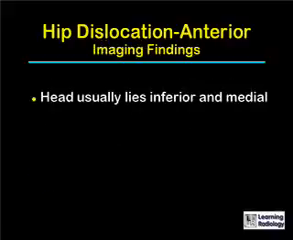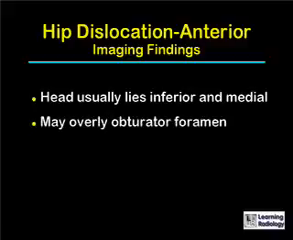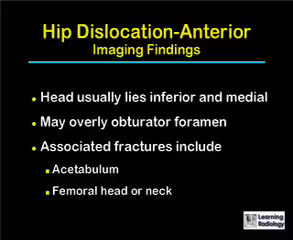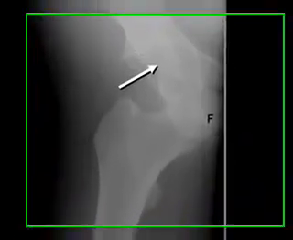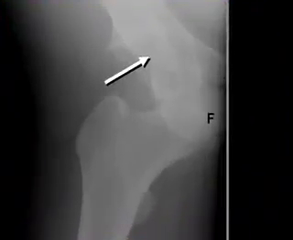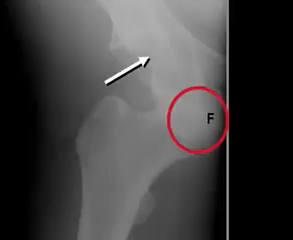The head usually comes to lie inferior and medial to the normal acetabulum. It may overlie the obturator foramen, and anterior dislocations can be associated with fractures, including fractures of the acetabulum, the femoral head, or neck. This is an example of an anterior hip dislocation. You can see that the acetabulum, marked by the white arrow, is empty, and the femoral head, marked by the F, lies inferior and medial to the normal acetabulum.